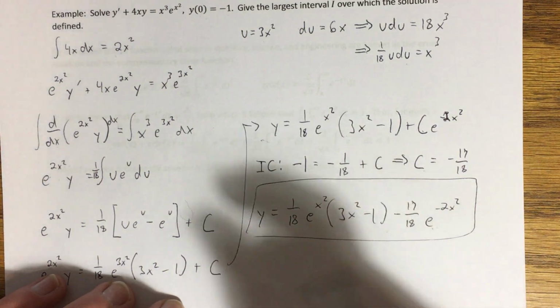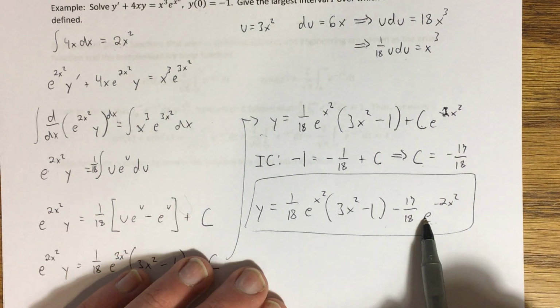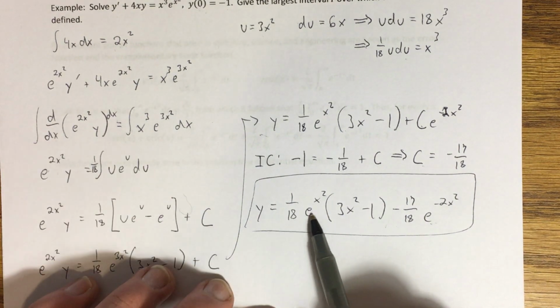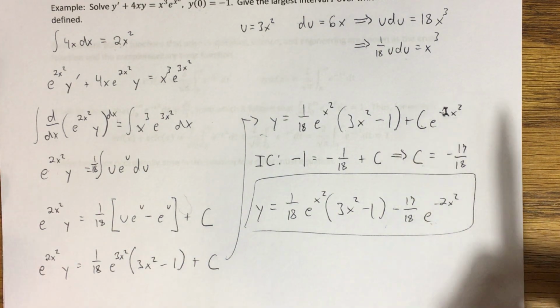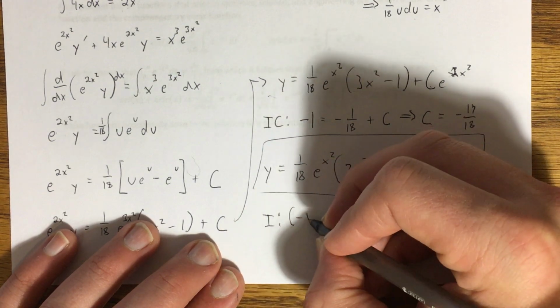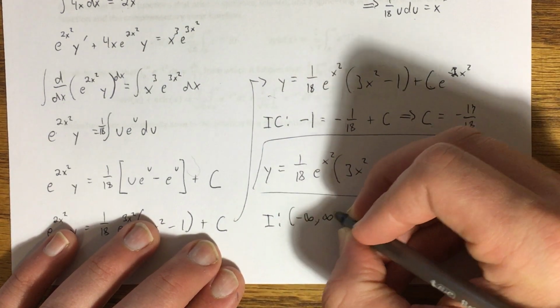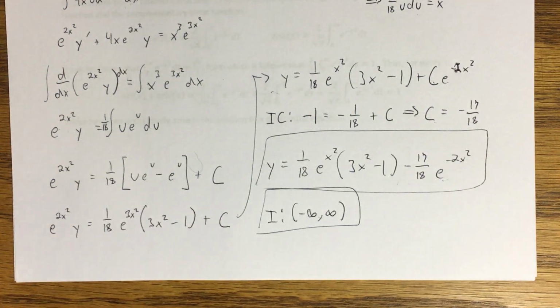We were also asked to find the largest interval over which the solution is defined. Looking at this function, I know from what I know about the exponential function and polynomials and things like that, this as a function is defined everywhere. So I can use as my interval the entire real line. There's no discontinuities to worry about anywhere. Okay? That's going to wrap it up for this first video.